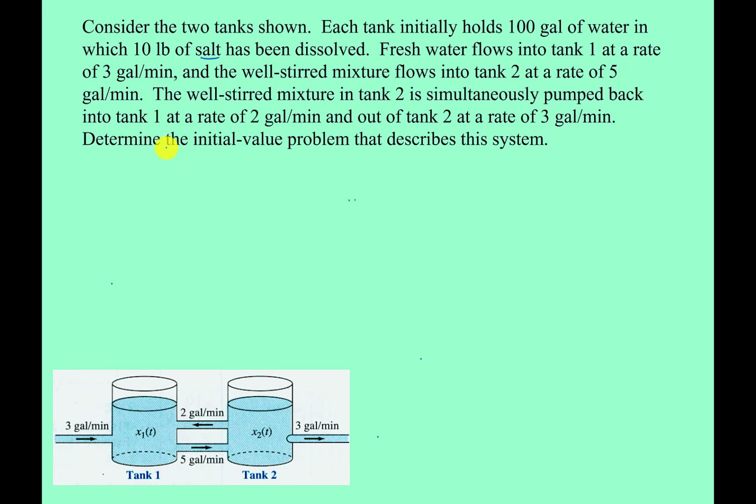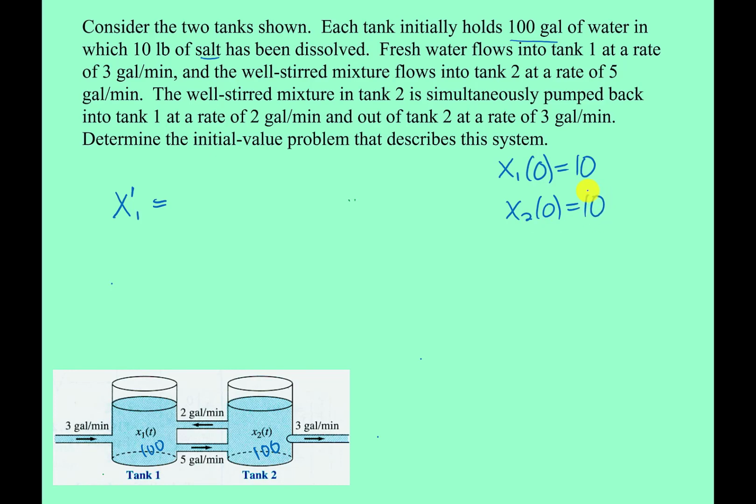We have two tanks. So the first tank we have is our x1 of t tank. Okay, so if we want to know the rate of change of the amount of salt in the first tank, we're going to set that up. Let's actually write down a few other things that we have here. Each tank holds 100 gallons, so I'm just going to note that on the tank so that I can remember that when I need it. And there's 10 pounds of salt dissolved, so that's giving me my initial condition. At time 0, tank 1 quantity of salt is 10, and tank 2's quantity of salt is 10.